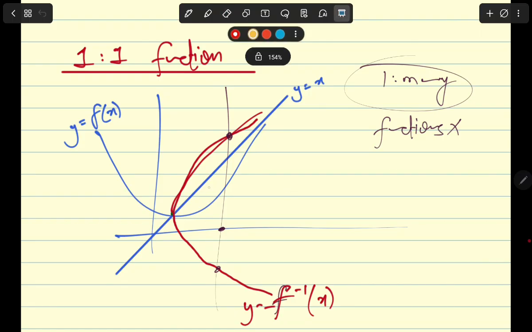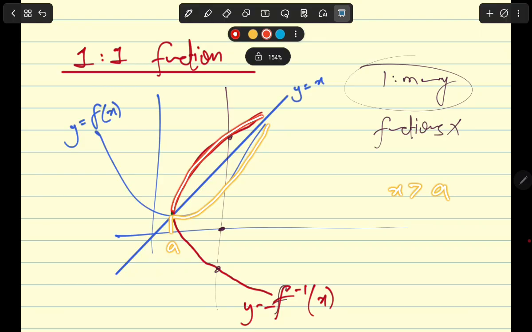So for example, let me give you an example. If this was only the part that was being considered, and let's say that this was a turning point, then the domain would have been specified as x greater than a. Then this function is a one-to-one function, and the corresponding f inverse function would also have been possible like this, right?